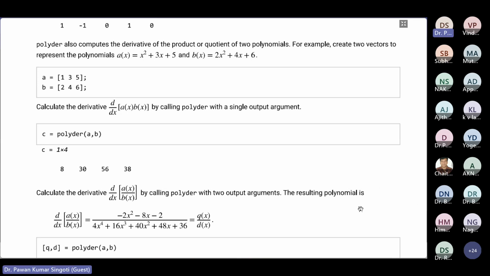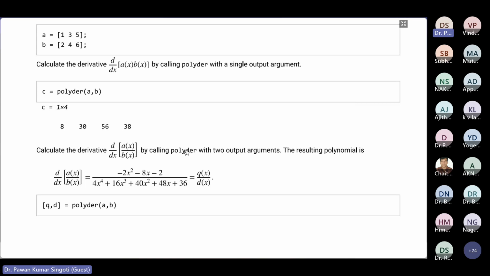Okay, now the same we can do for two outputs. Calling polyder with two output arguments, the resulting polynomial will be like this. So we can just write q comma d equals polyder of a comma b.